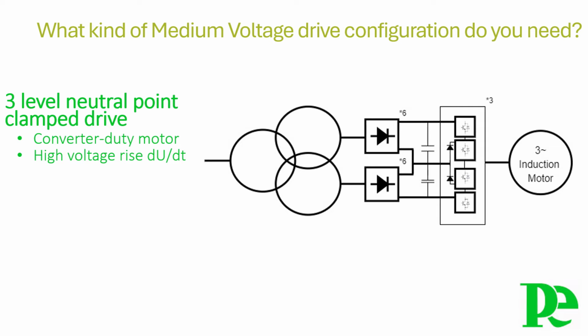The basic configuration with a direct front end and a multi-winding transformer requires at least an 18-pulse transformer generally to comply with the IEEE 519 standard.